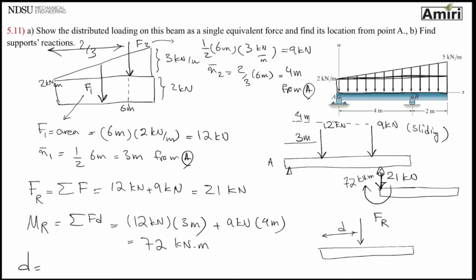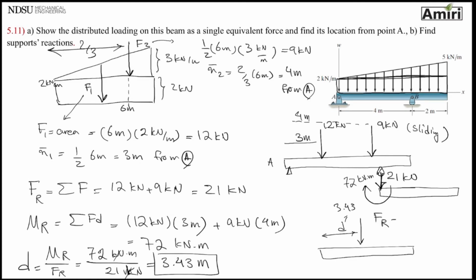We've discussed this in detail, so if you have questions, you have to go to previous lectures to figure out what the procedure is. Going kind of fast through this. I get 72 over 21, sorry, kilonewtons. These two cancel each other out. All I have left is 3.43 meters. Okay, that was part A.